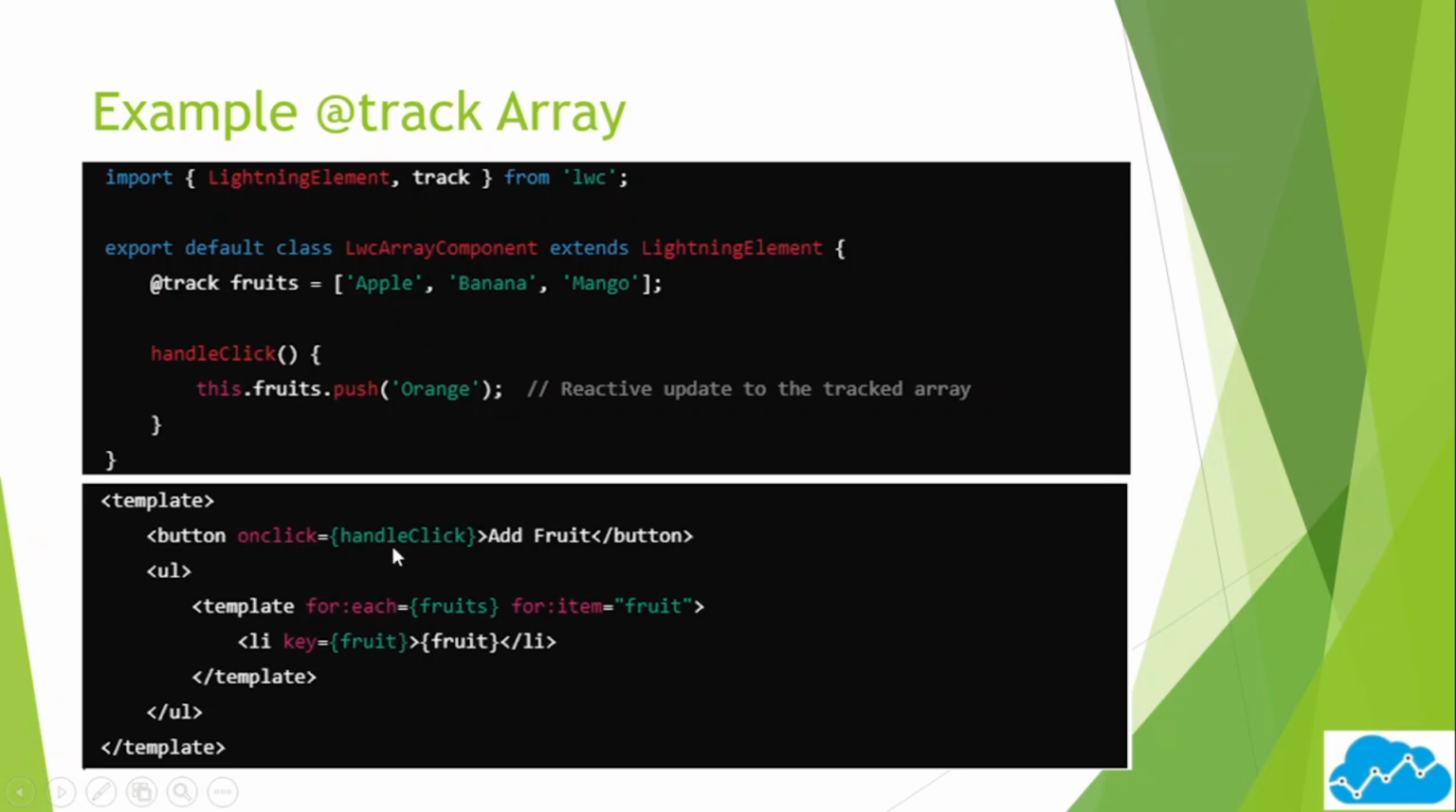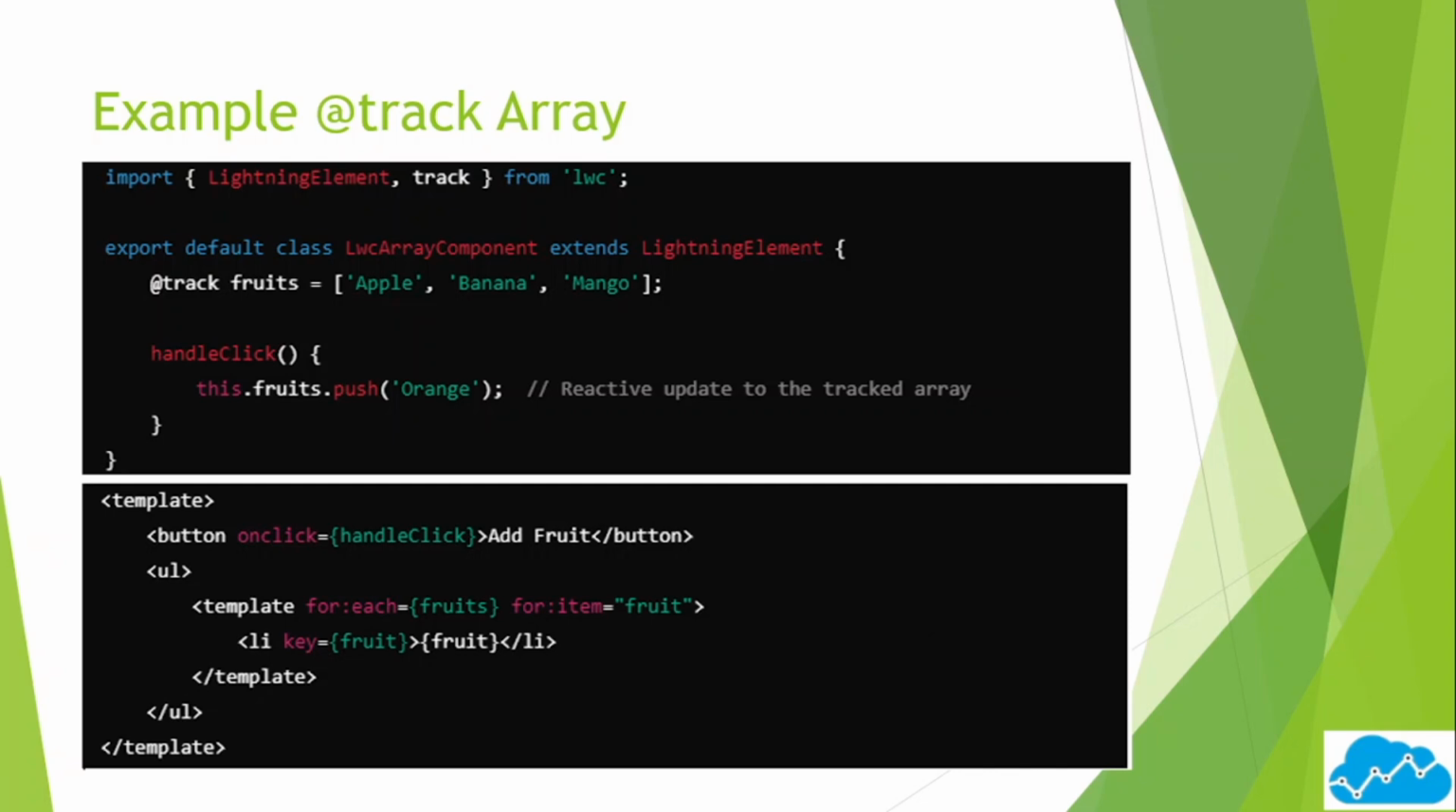So whenever we are clicking this button, then in the unordered list, template for:each fruits, here we are binding the fruits, this value is coming. For item fruit, in the list item, here again we are binding the fruit and closing the list tag, again template tag and unordered list tag followed by template tag. So let's see in the practical how it is going to work.